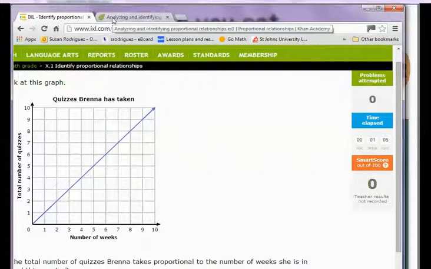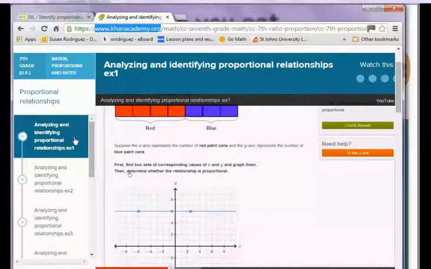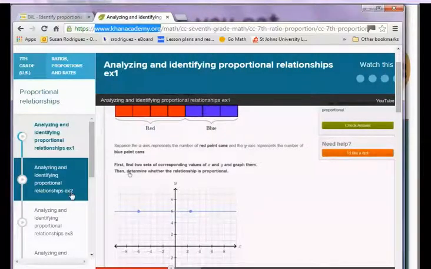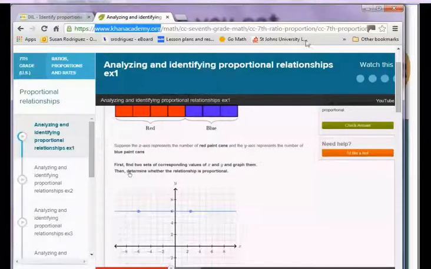You can also go to Khan Academy. Khan Academy is an excellent resource. Here's the URL for Khan Academy, www.khanacademy.org. All I did to get to this information was a Google search for Khan Academy proportional relationships. It brings up different videos that pertain to that topic. The one that it came to was analyzing and identifying proportional relationships. This is the first one, example 1. Example 2 is a little more difficult for this topic, and example 3 is even a little bit more difficult. So this is also another excellent resource that you can use.